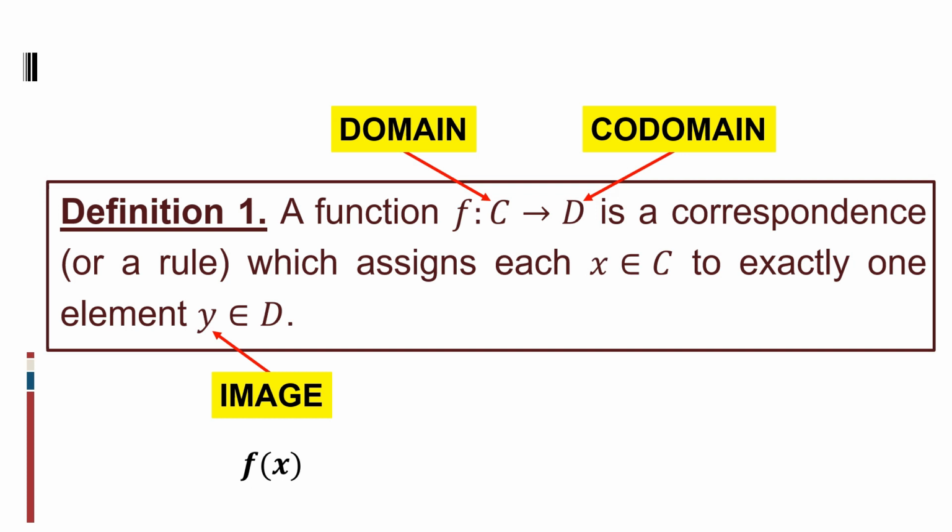So yun yung magiging output. So yung range naman natin is manggagaling sa D, kung saan ang laman niya is all the possible values of f of x, where x is from our domain C. So we may think of a function as machine that does work. So there is an input, let's say yung x, and then there is an output which is y, or the f of x.